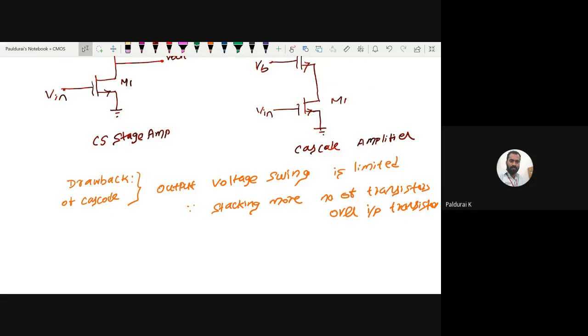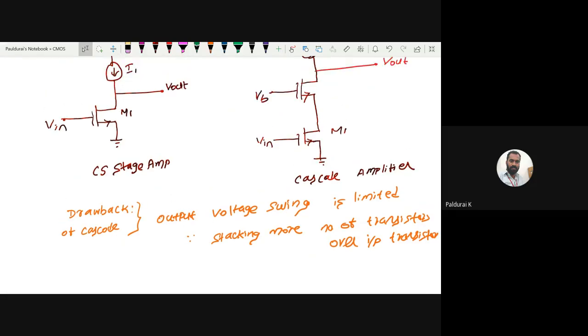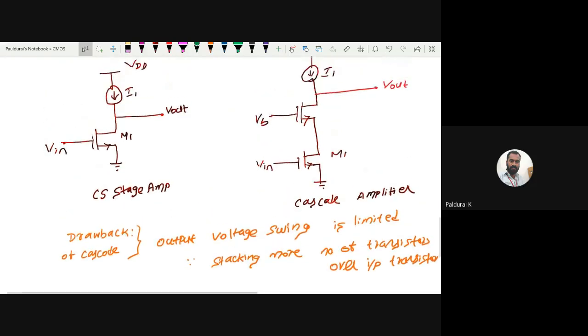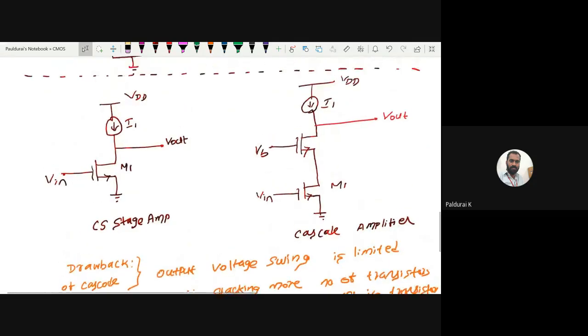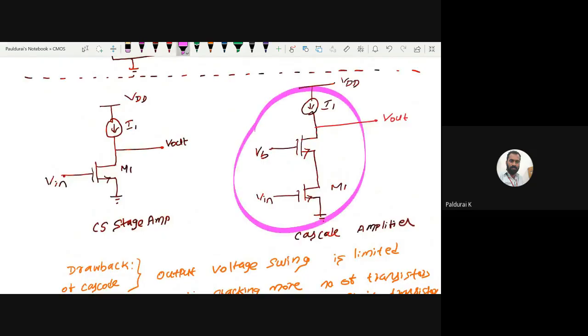So how to reduce this? For that, they came up with one topology that is called folded cascode. So what do you mean by folded cascode? Now consider this NMOS cascode amplifier.